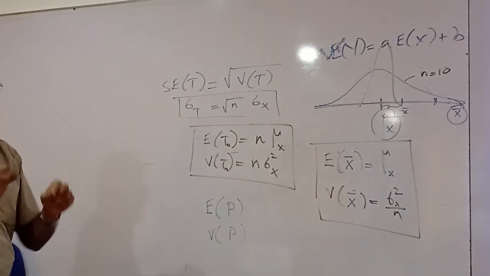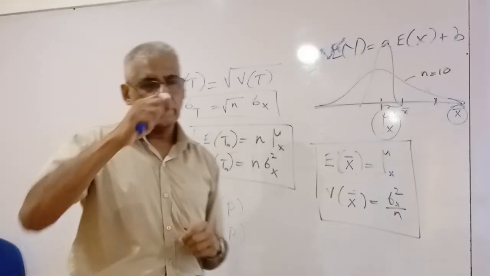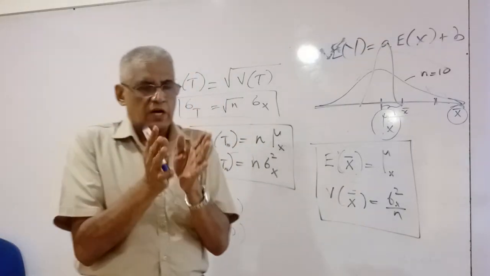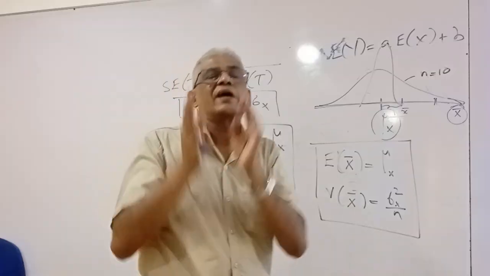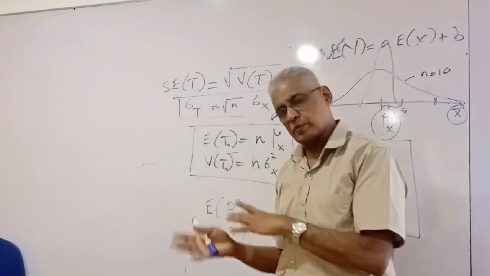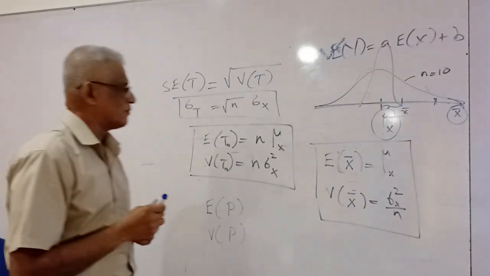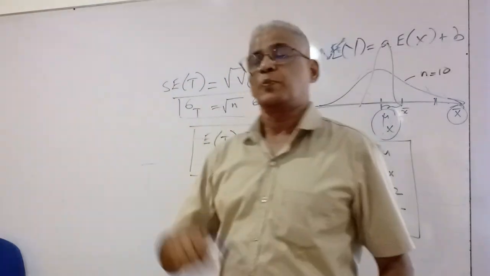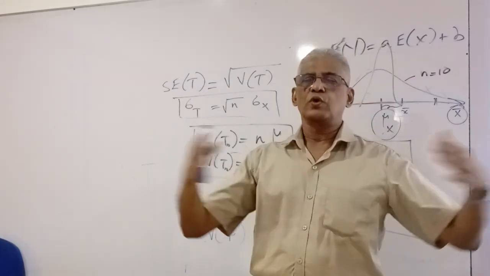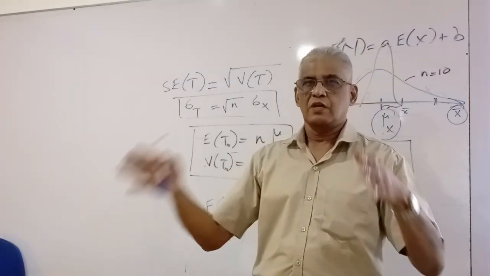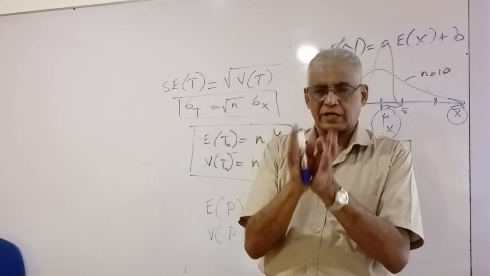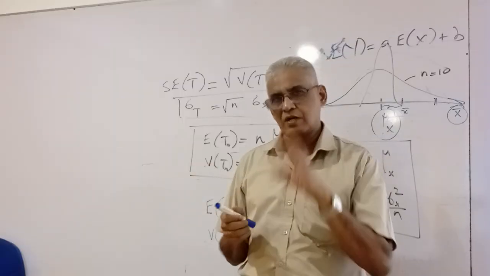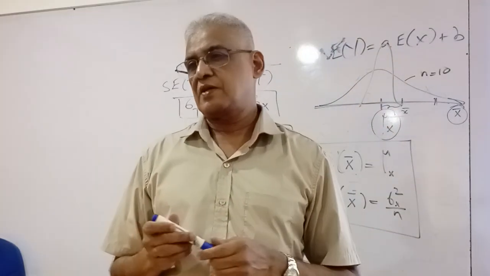So suppose now our data are zeros and ones. x1 is a 0 or 1, x2 is a 0 or 1, and so on. 1 means that particular item has the characteristic that we are looking at, and 0 means it doesn't have that characteristic. So what will be mu x, the population mean, in that case? If all the x's are zeros and ones, 1 represents the characteristic and 0 represents no characteristic.